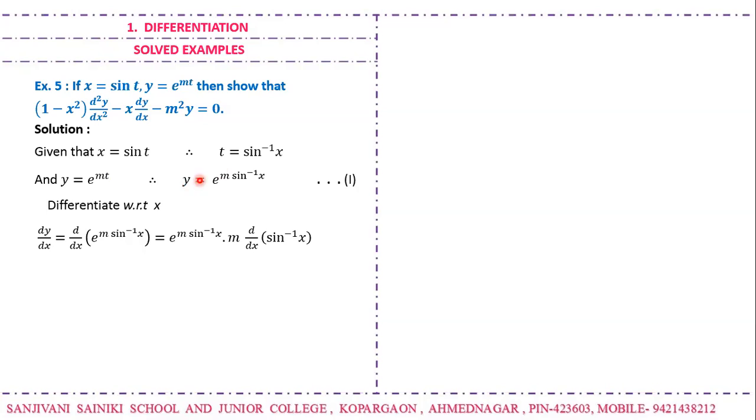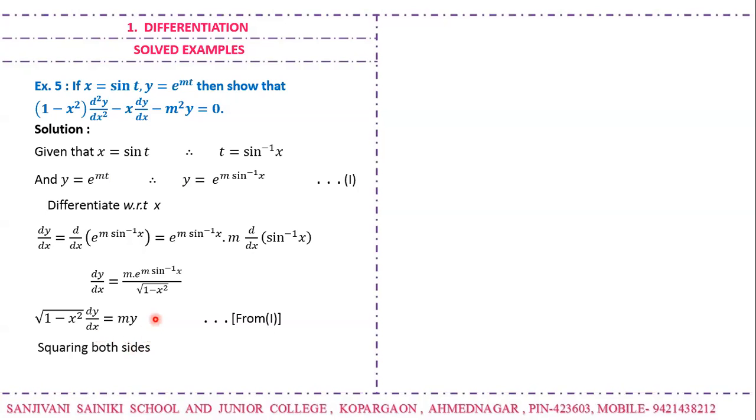So y is expressed in terms of x, so we directly differentiate with respect to x. The derivative of e raised to f of x is e raised to f of x into f dash of x. So m times d by dx of sine inverse of x, but the derivative of sine inverse of x is 1 upon root 1 minus x square. So take this root to that side, we will get root 1 minus x square dy by dx is equal to m y. Now take the square on both sides.